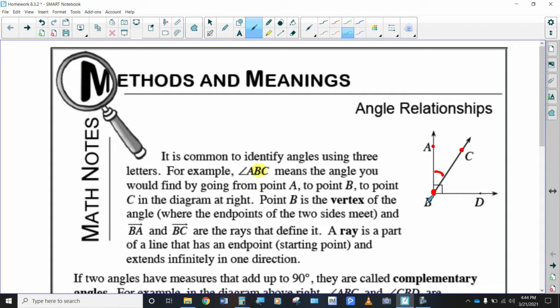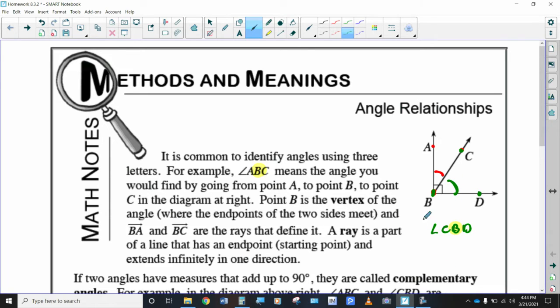If we're going to talk about angle CBD, angle CBD is going to have a vertex of B as well. But this one is going to have rays that pass through point C and point D. Those are the 2 points on the other side. So this would be angle CBD.